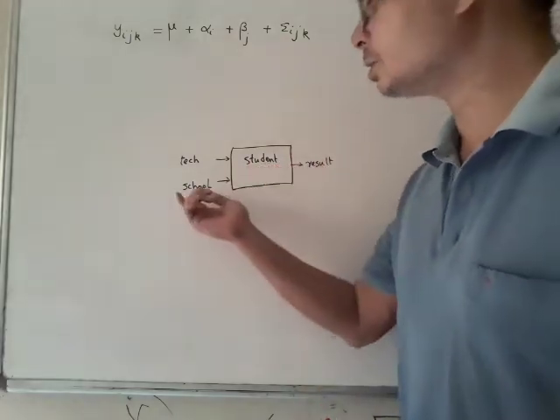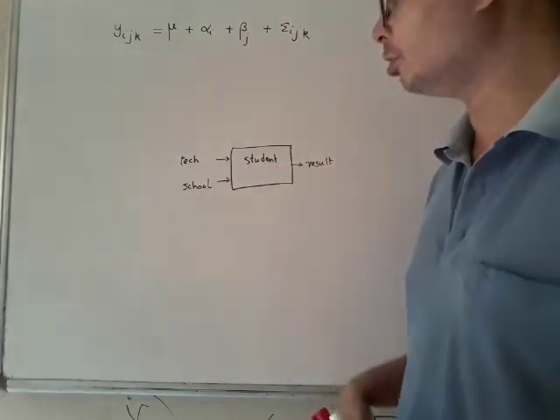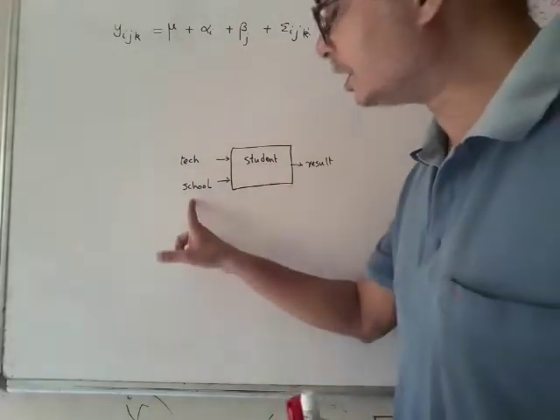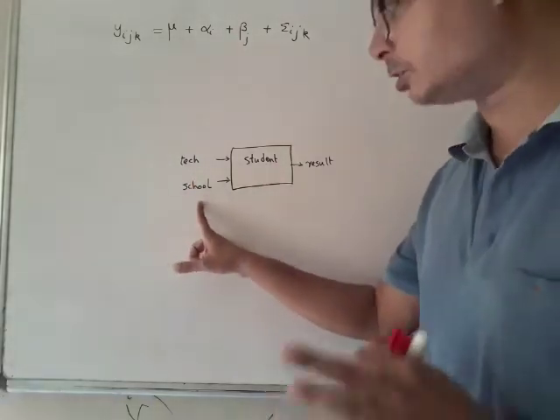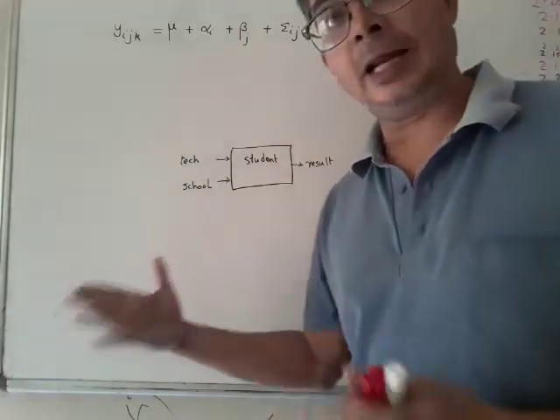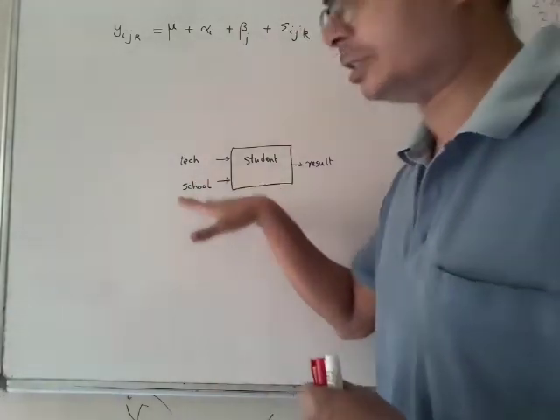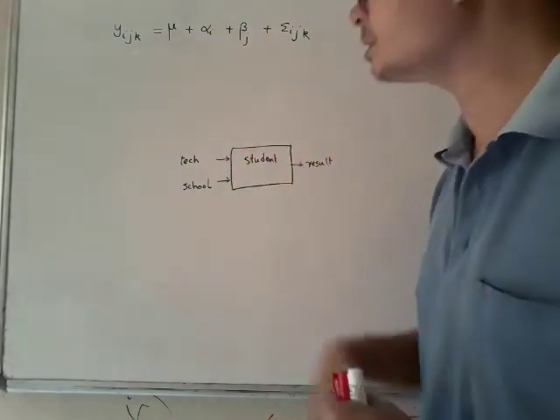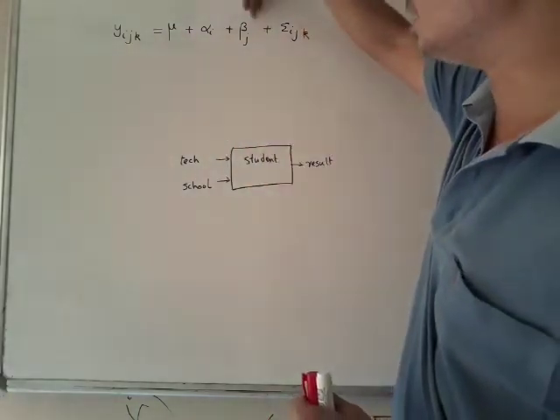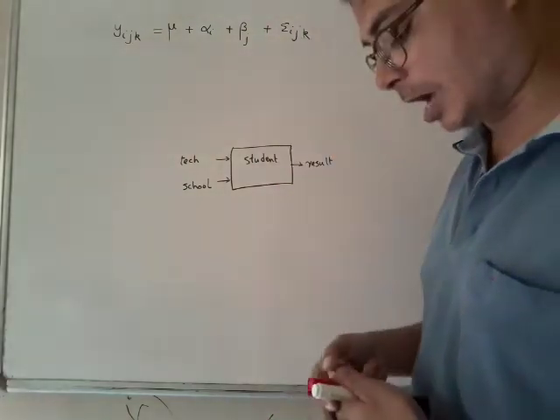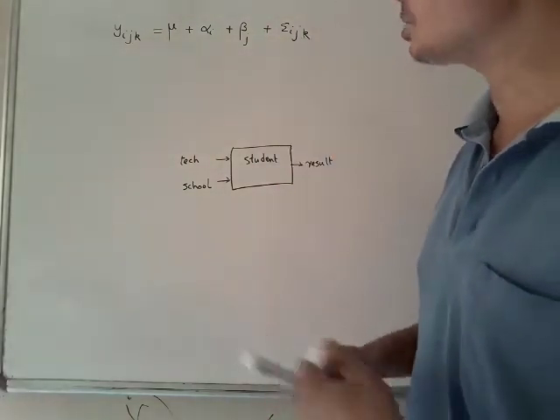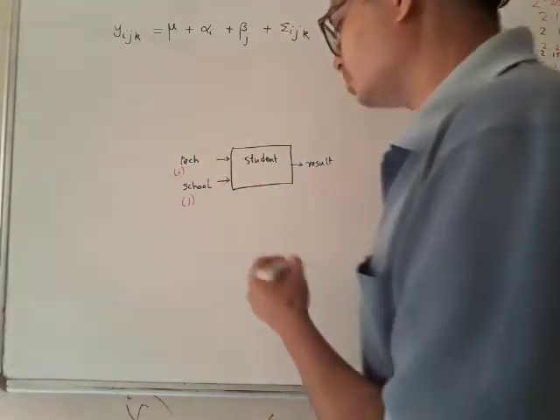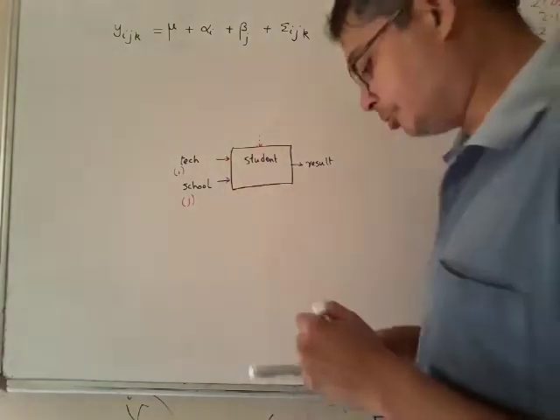Now naturally, school will also play an important role. So I have such a model. And suppose I am interested in those particular schools. It is not that I have just picked up some random school. So in that case, I will have a fixed effects model like this: mu plus alpha i plus beta j plus epsilon ijk. Suppose I am considering these as i and these as j. So I of course have the random input.